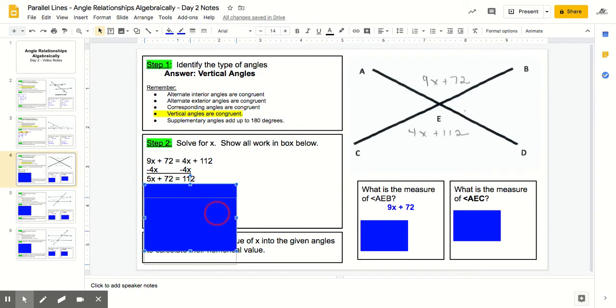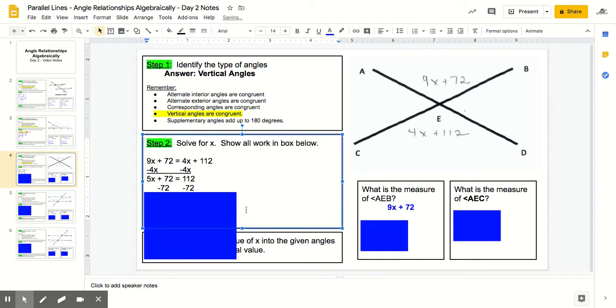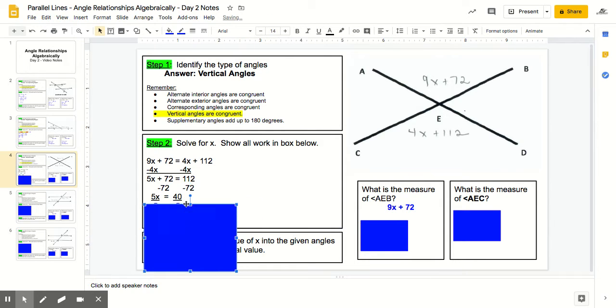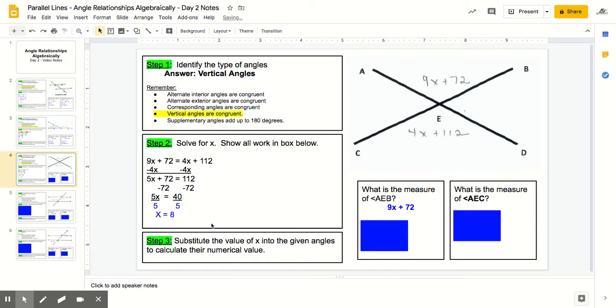So now I'm going to subtract 72 on both sides. I'm going to then bring down the 5x. The 72s cancel. 112 minus 72 is 40. Last and final step is to divide both sides by 5. So 5x divided by 5 is simply x, and 40 divided by 5 is 8. So we get x is equal to 8.